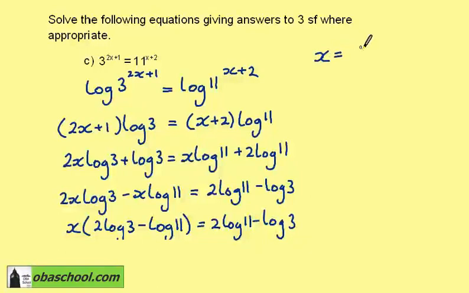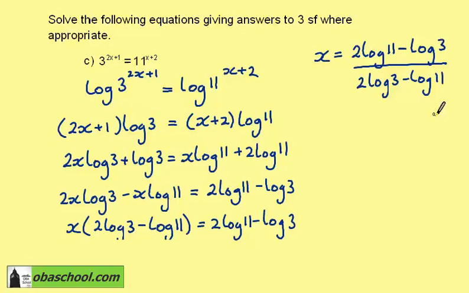Dividing both sides by 2 log 3 take away log 11, we get 2 log 11 take away log 3 divided by 2 log 3 take away log 11. We can calculate this and we get minus 18.4, correct to 3 significant figures.